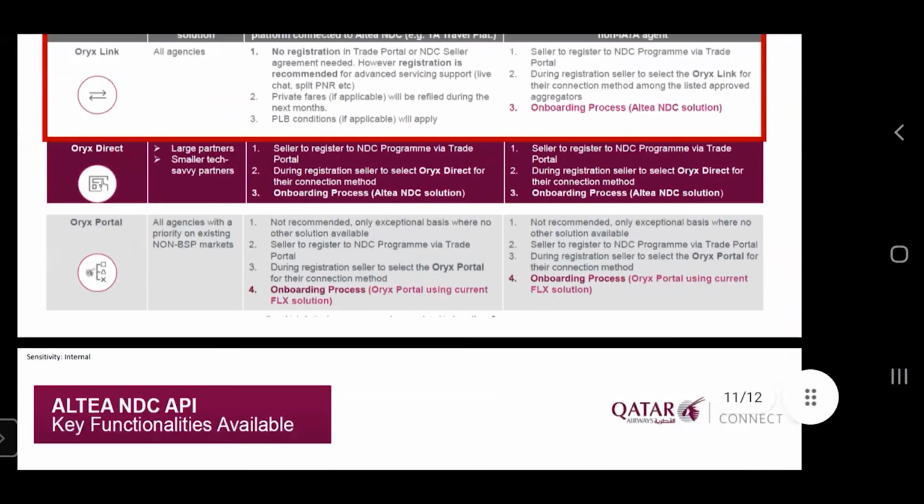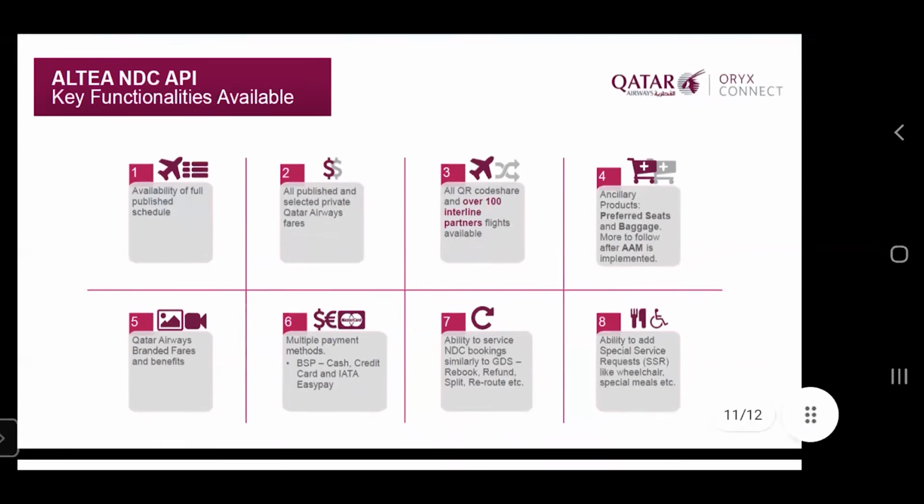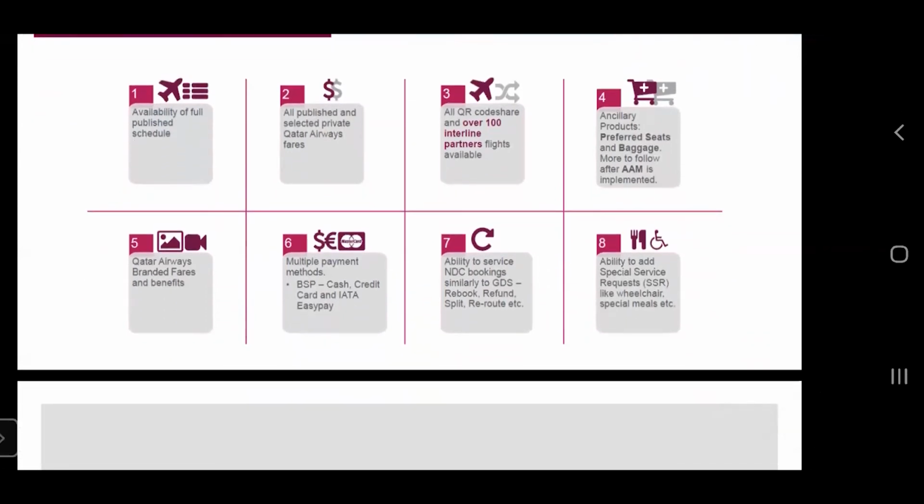GDS industry. Just to quickly go through the capabilities, like I mentioned, it's just in summary here. We have all QR code share and over 100 interline partners flights available. We have multiple payments available. We have the special service request. For example, people want to request special meals online, or want to request a wheelchair. All that is available, as well as the baggages. All this is available on our Oryx Connect, which we call the NDC.